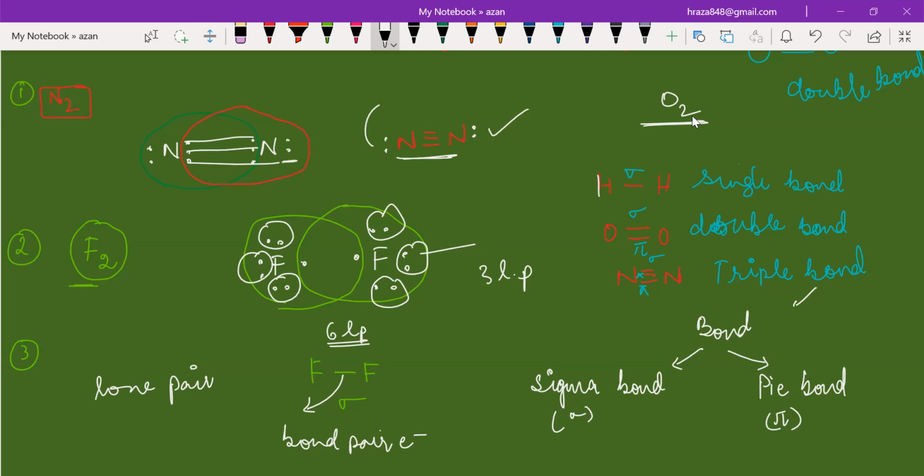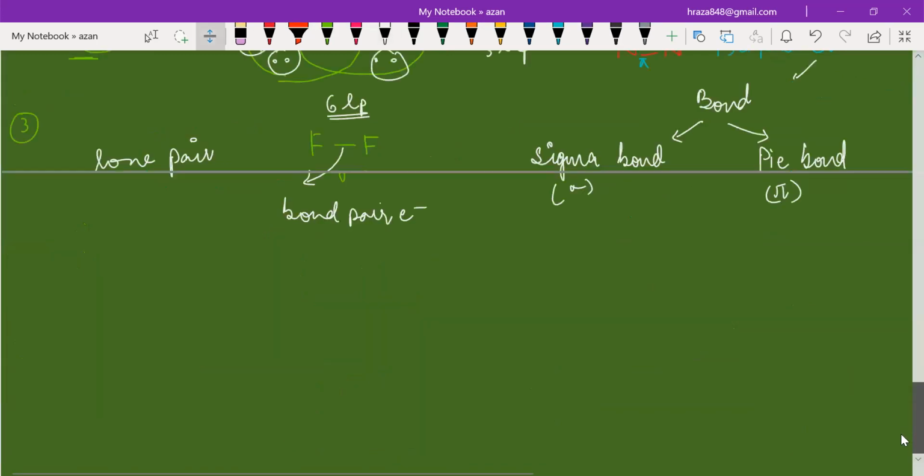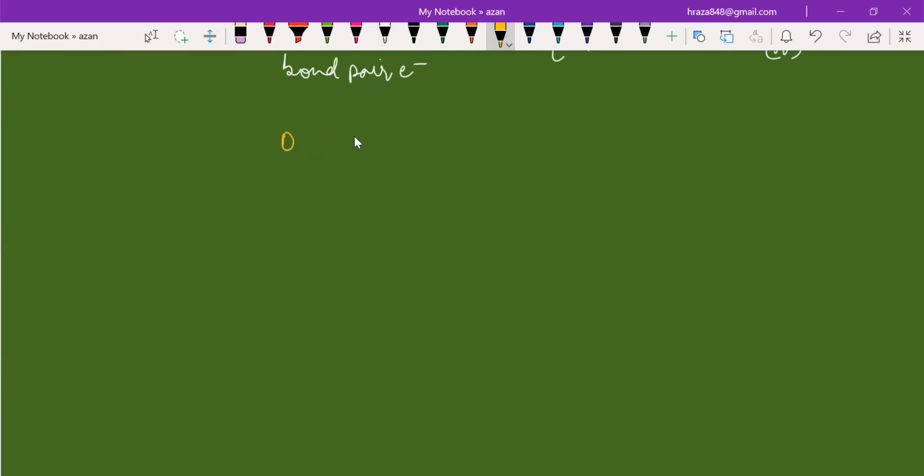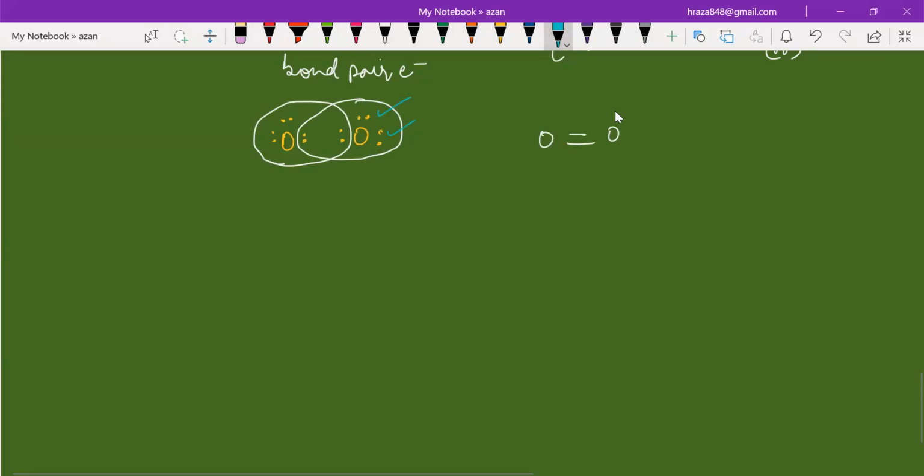Sir, two. Total lone pair on O2. I think it's wrong. Let me check. Yes, it's wrong. One oxygen will have 6 electrons, another oxygen will have 6 electrons. Now you can see 6 and 2, 8. This will be like this. Now you can see one lone pair, that means 2 lone pairs on one oxygen.